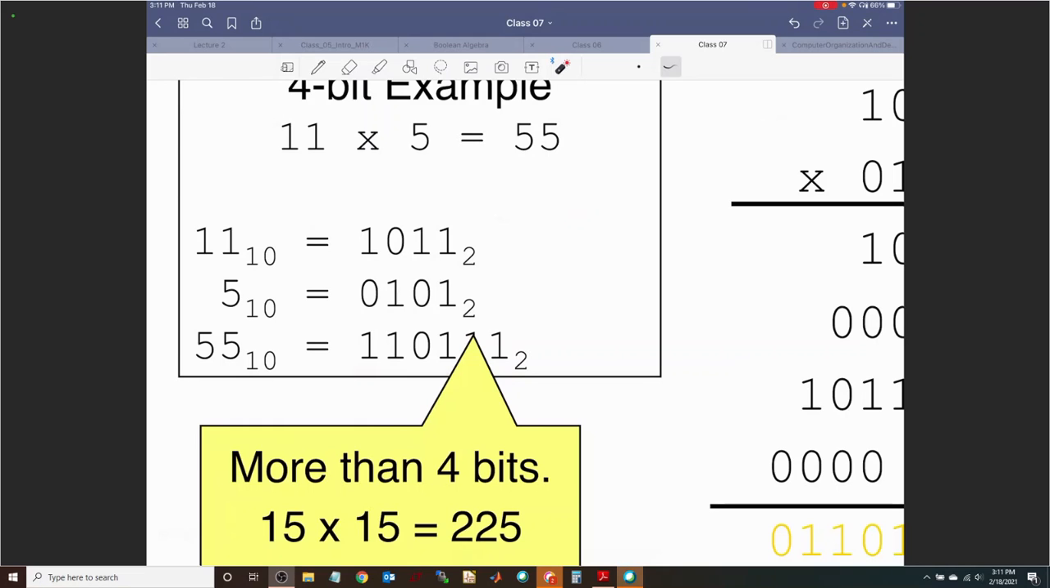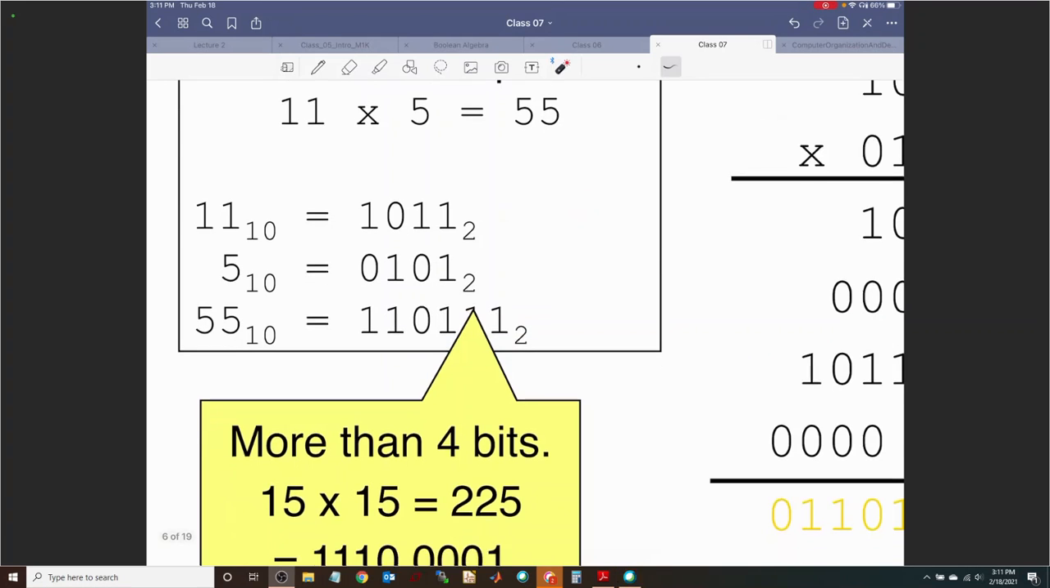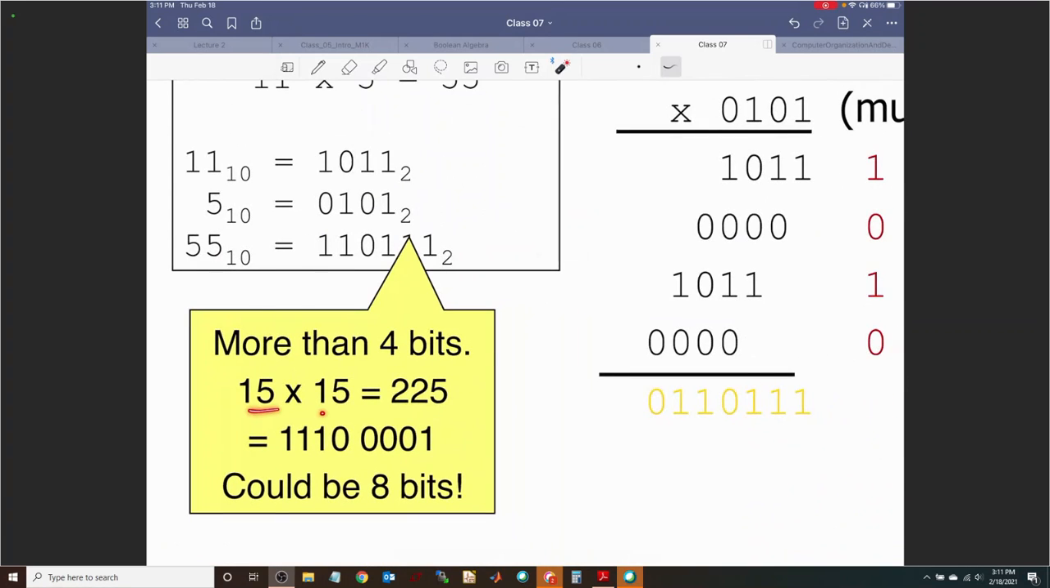But if you actually look at the worst case scenario, when I say worst case scenario, I'm talking about the most number of bits I would need to represent the answer of the multiplication. I would actually go 15 times 15, right? 1111 times 1111, I get 225, which is actually 11100001, which essentially means 4 plus 4, right? So your answer could go up to 8 bits. How is that useful?